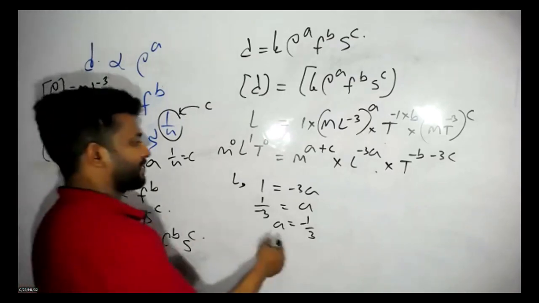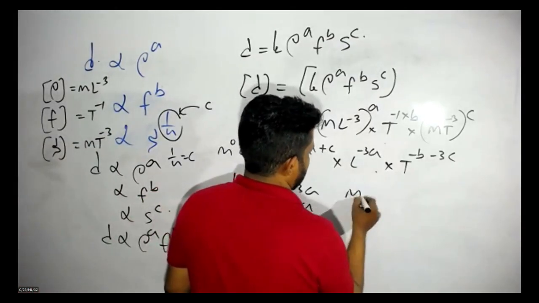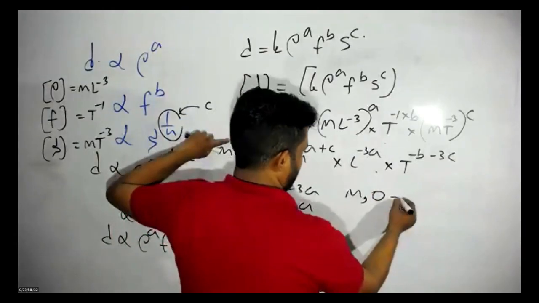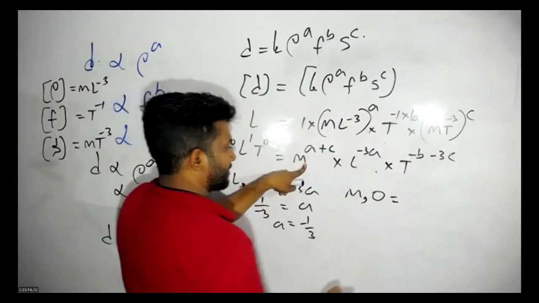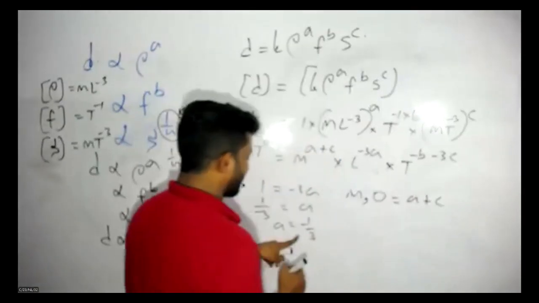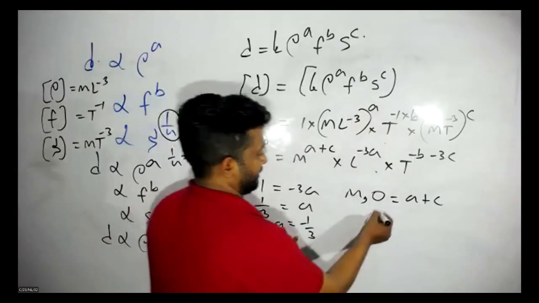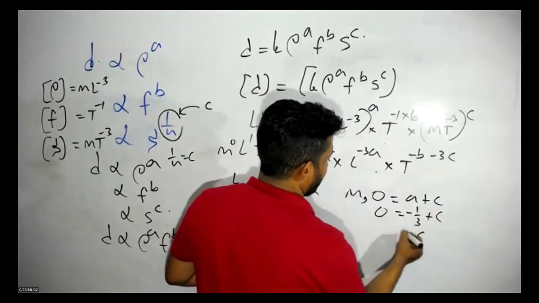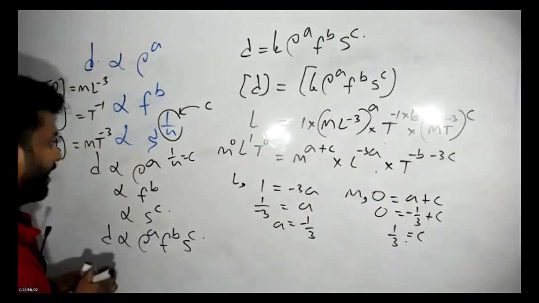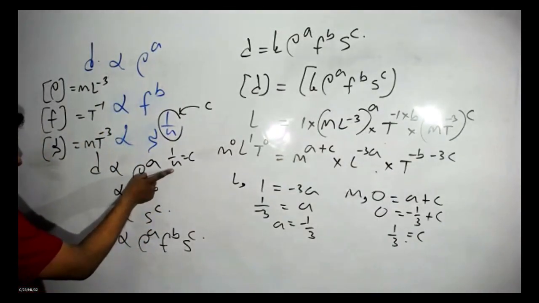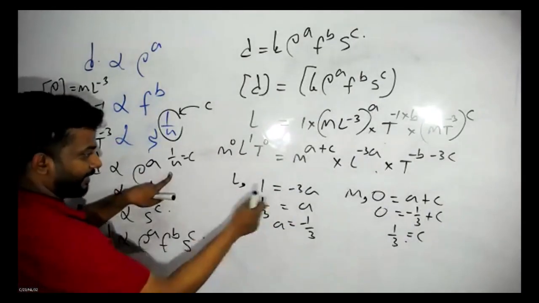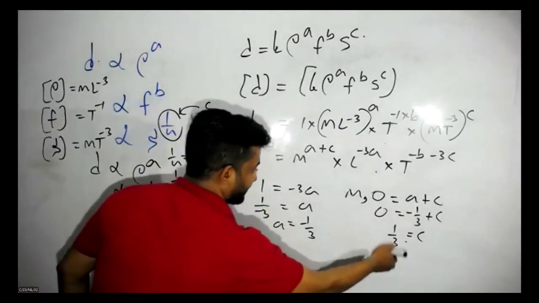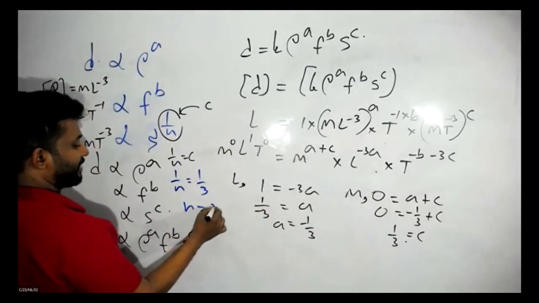Then you can consider the dimensions of capital M. Here the dimension of capital M on the left side is 0, right? For this one, the dimension of capital M is a plus c. Now you have found a. The value of a is minus 1 over 3. Then c is equal to 1 over 3. Now you have found the value of c, so you can substitute c equals 1 over 3. Then you can obtain n is equal to 3.